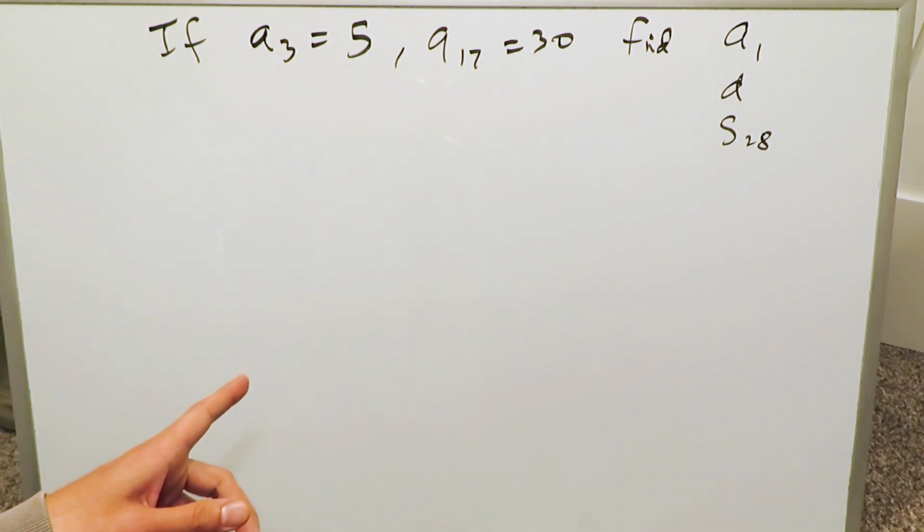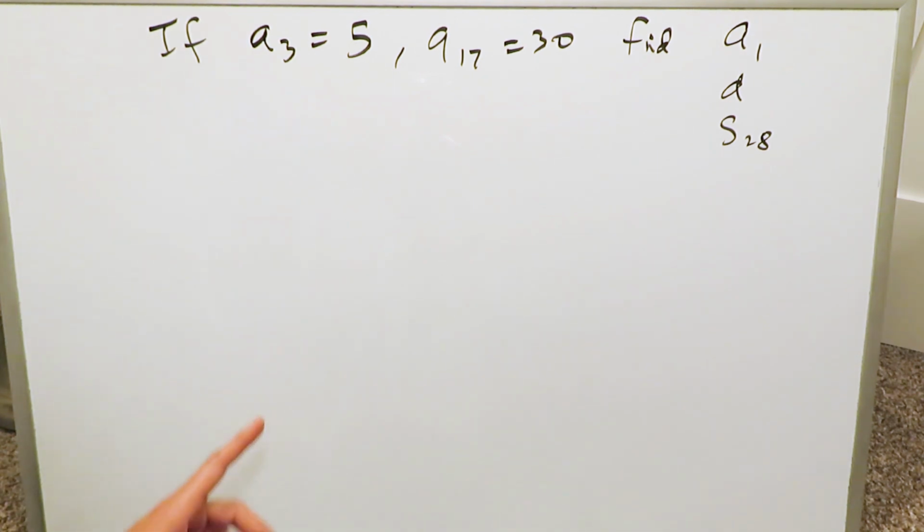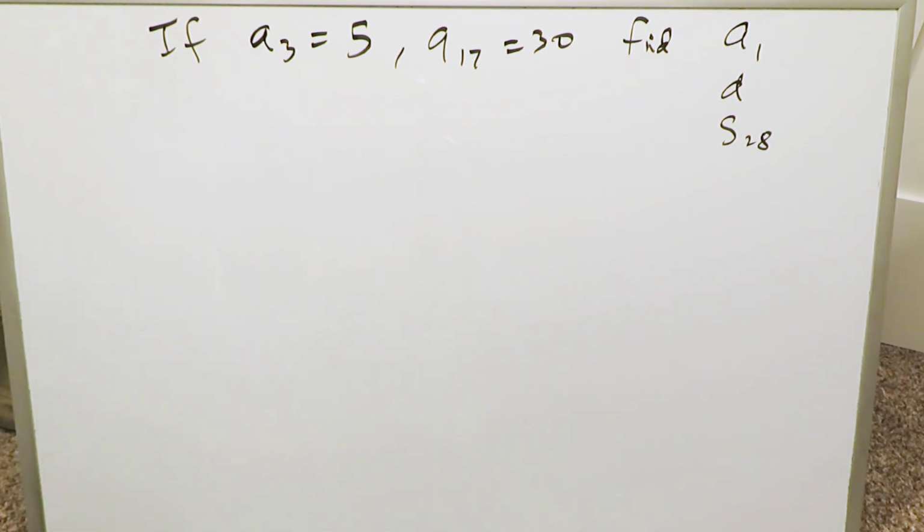This question here is a request from a viewer related to arithmetic progression, or you can say arithmetic series. The third item of this arithmetic progression is 5. The 17th item of this progression is 30. We have to find A1, D, and S28. What does that mean? We're looking for the first term, the common difference, and the sum of the 28 terms. How do you go about doing this?